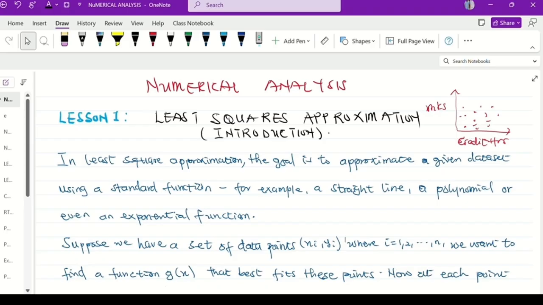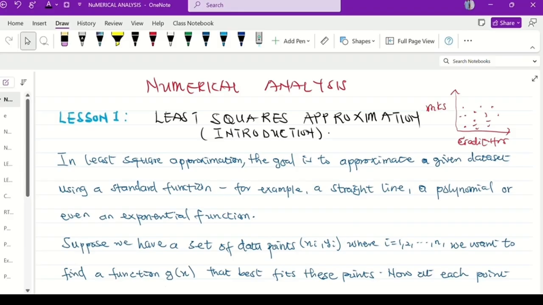So in this lesson, we are going to look at least squares approximation, and we're going to focus on the introductory concept of least squares approximation. But before we start, let's look at this practical example.